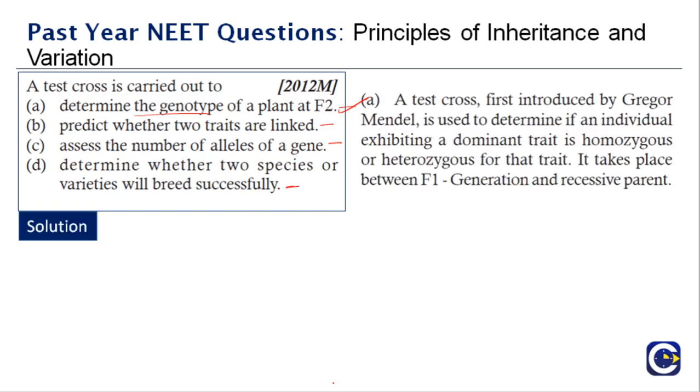A test cross, first introduced by Gregor Mendel, is used to determine if an individual exhibiting a dominant trait is homozygous or heterozygous for that trait. It takes place between the F1 generation and the recessive parent. You always cross the F1 generation with the recessive parent to determine the genotype of the plant at F2. So the answer is A.